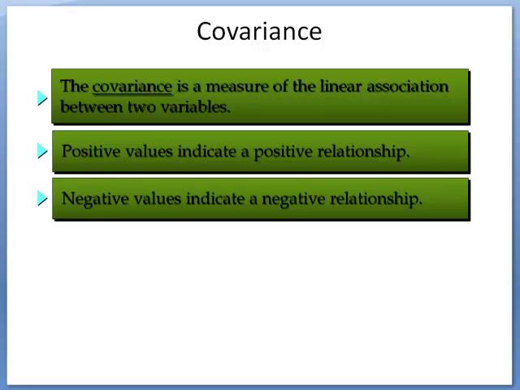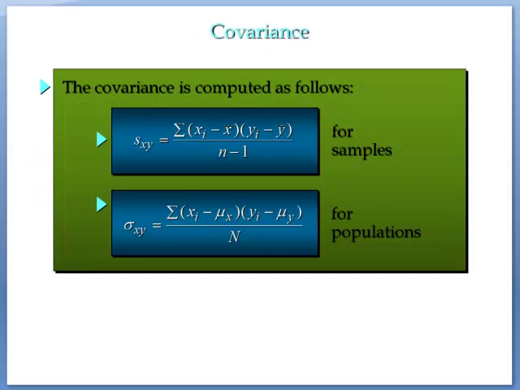In contrast, when there is a negative covariance, high values of x are associated with low values of y, and low values of x are associated with high values of y. These are the formulae for the sample covariance and the population covariance.